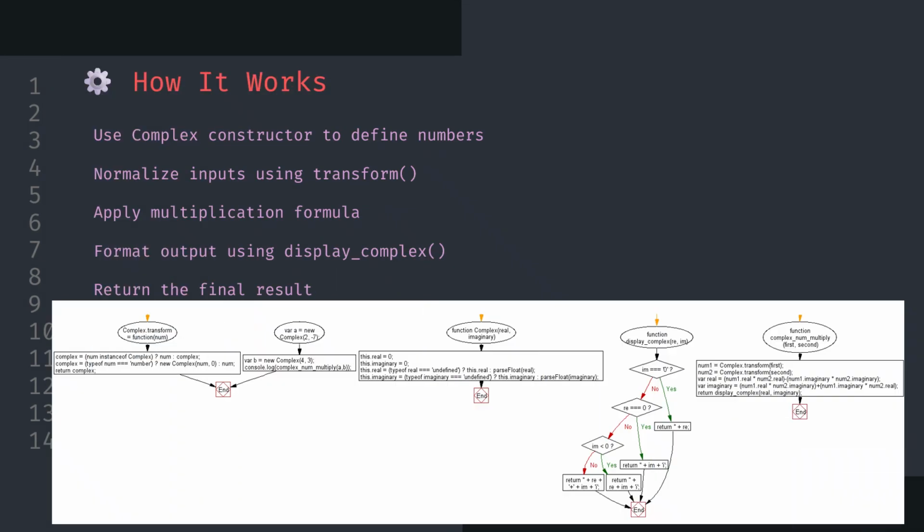Let's walk through how it works. First, we build complex numbers using a constructor. Next, we make sure both values are proper complex types, even if they started as plain numbers. Then comes the key formula. Real and imaginary parts are calculated separately. The result is formatted neatly and returned as a string, like 29 minus 22i.